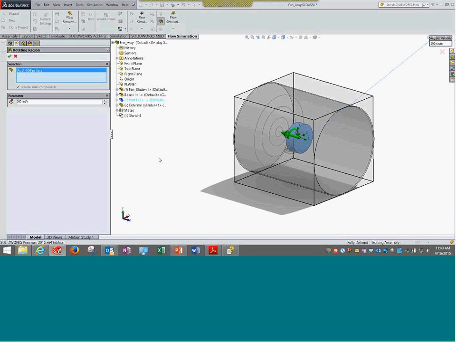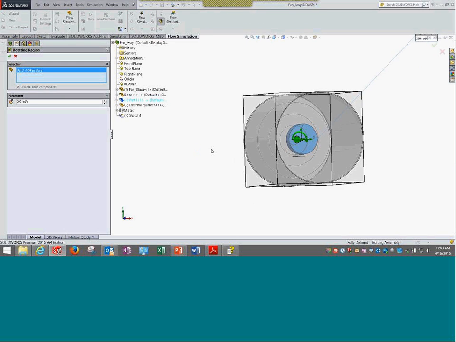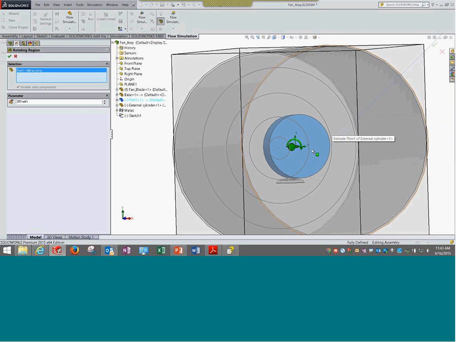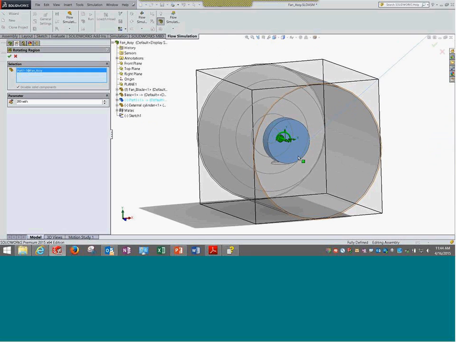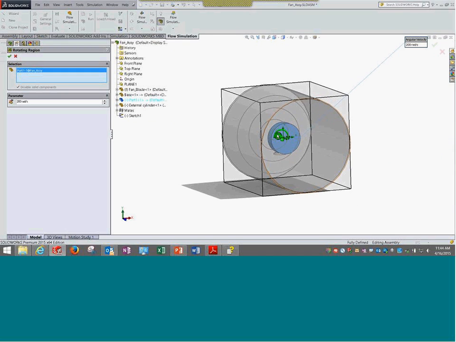Speed is 200 radians per second, and ensure that you are selecting the right direction for rotation. It is typically the right hand rule. However, the green arrow is showing the direction in which the fan is going to rotate. So that is selected appropriately, and you can see it is already grayed out and disabled, but the component should be disabled. That's it.